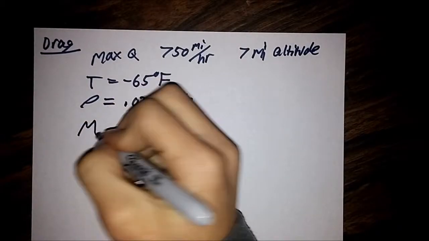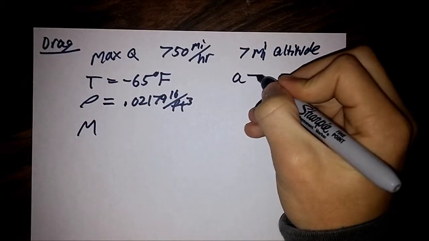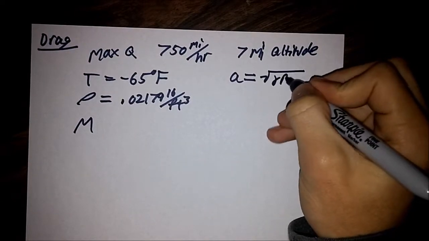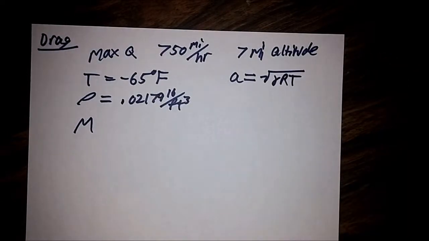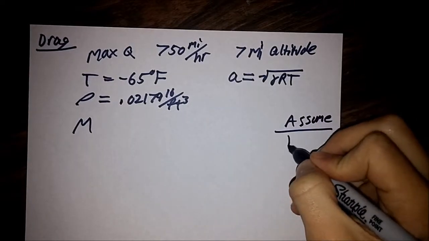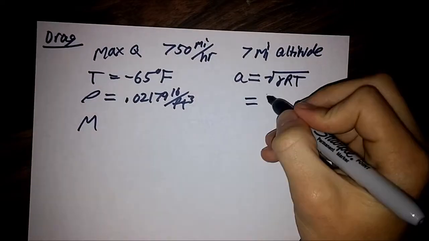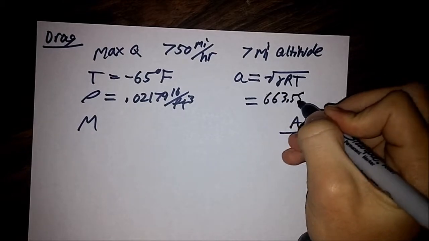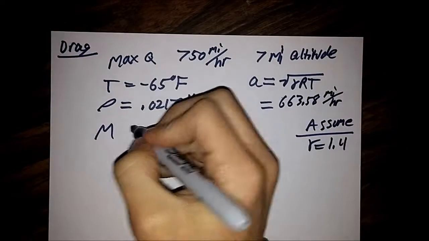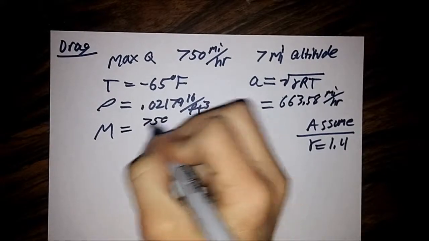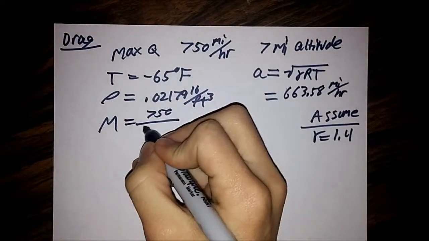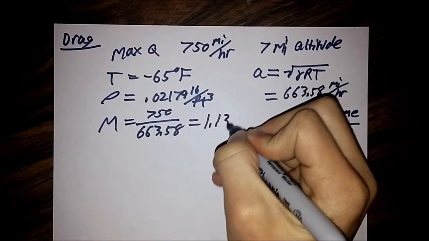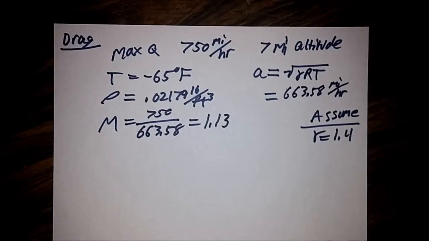Now to find the Mach number, we need to find the speed of sound at 7 miles high. We know that a is equal to the square root of gamma RT. So at negative 65 degrees Fahrenheit, we're going to assume a gamma of 1.4. Our a comes out to 663.58 miles per hour. So our Mach number will be 750 over 663.58, which gives us a Mach of 1.13. So just over the sound barrier.